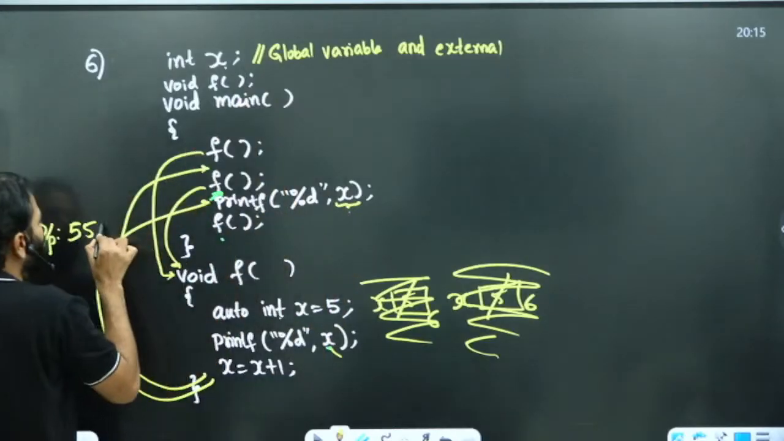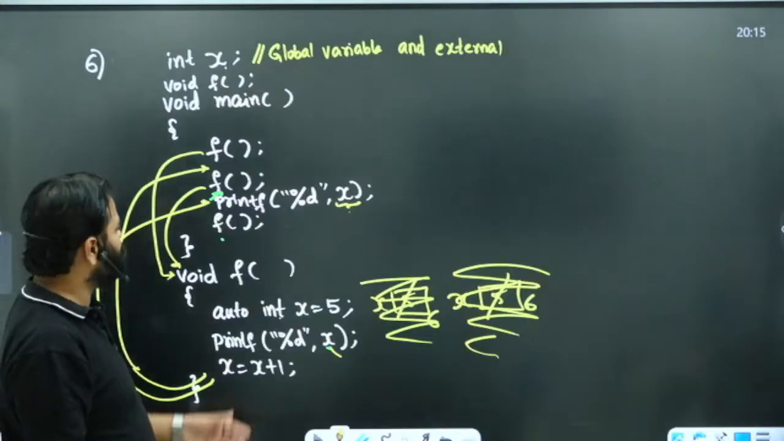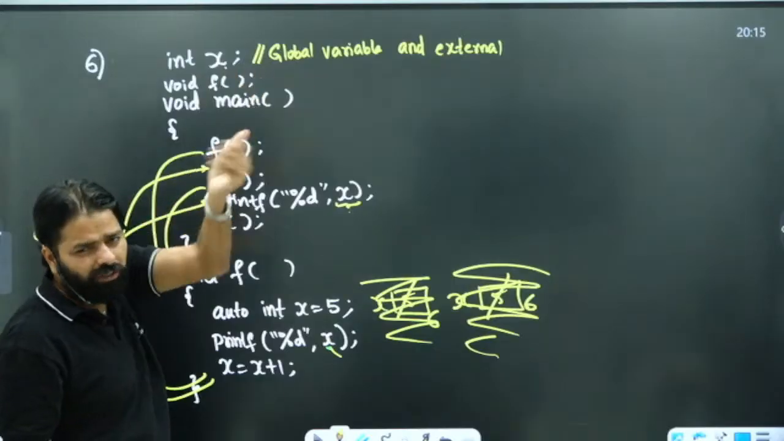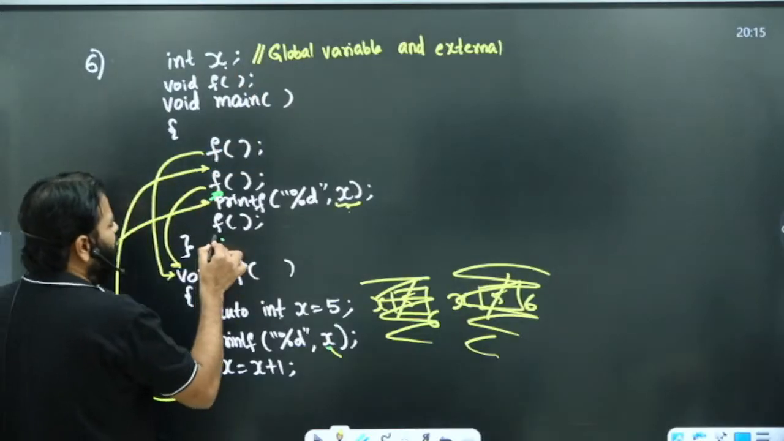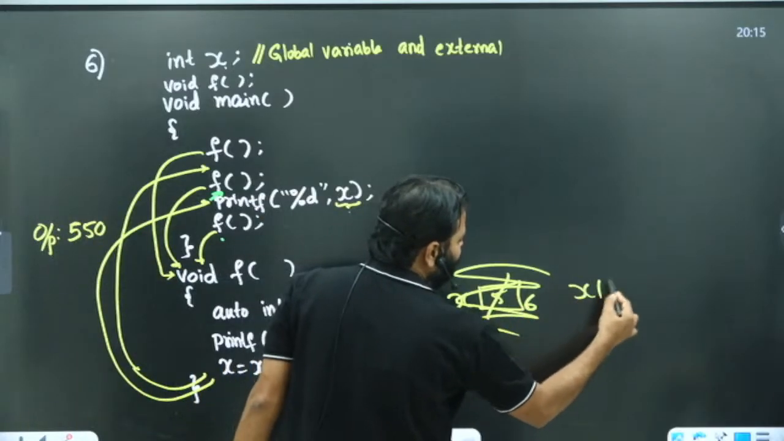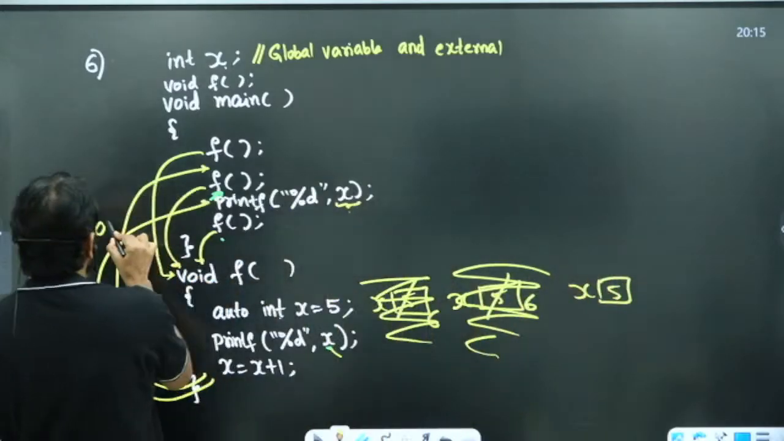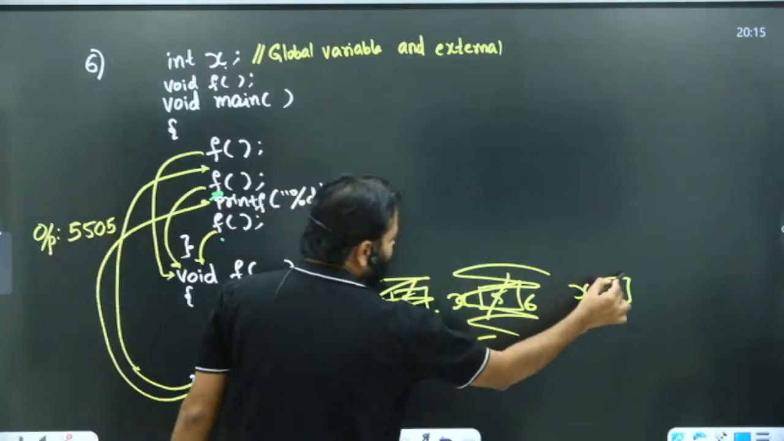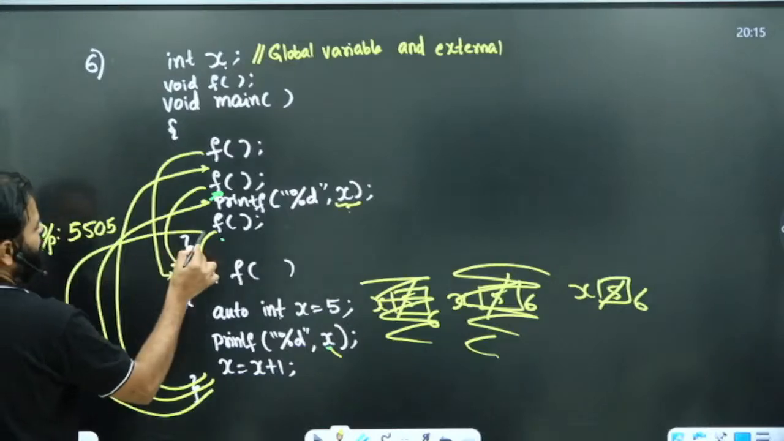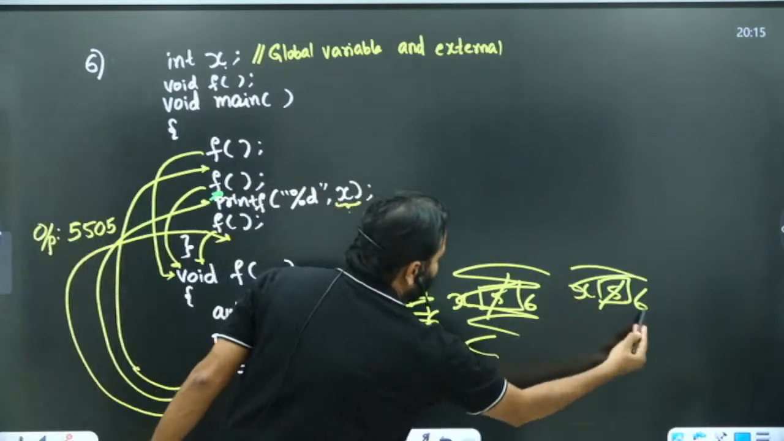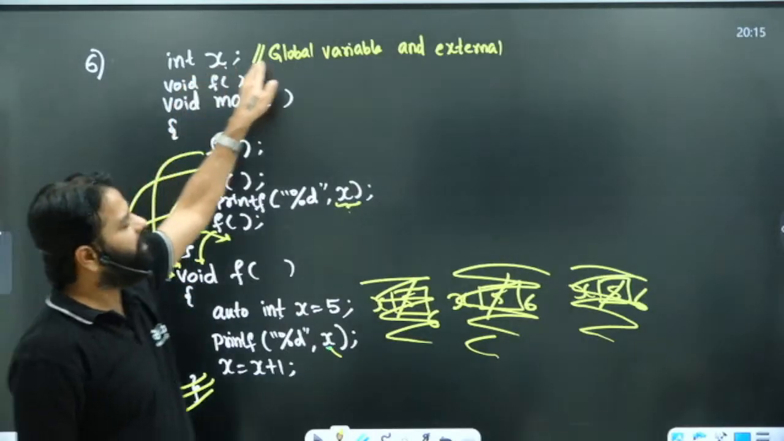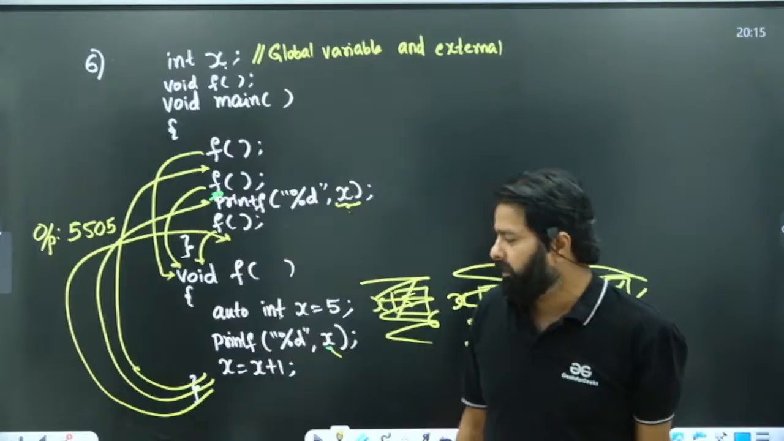By default, the global variable initializes to 0, and it is also created in the data region only. Remember, global variables are also there in the data region. And f, when you call this, again x will be created with 5, and 5 prints, and then 5 becomes 6. When you are going from here to here, then it automatically deletes and the program terminates. When the program terminates, the memory of the global data also deletes automatically.